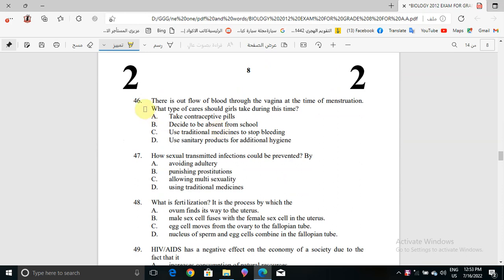Now, question number 46. There is outflow of blood through the vagina at the time of menstruation. What type of care should girls take during this time? Take contraceptive pills? No. Decide to be absent from school? No, it's not dangerous to be absent from school, but it's not needed. Use traditional medicine to stop bleeding? No, that's dangerous. Use sanitary products for additional hygiene? Yes, this one is the correct answer.